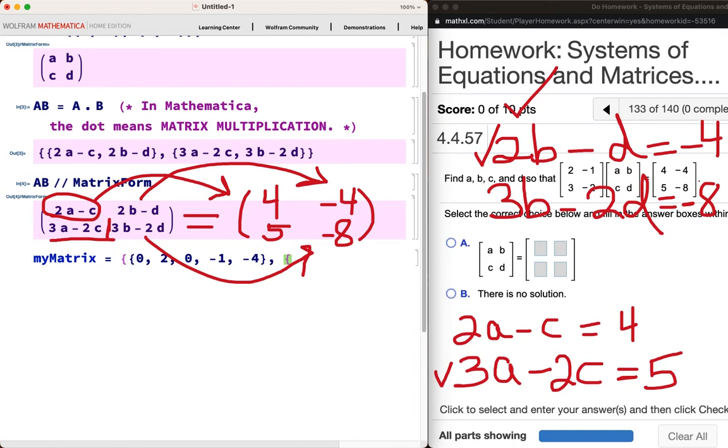Second row. There's no a. The coefficient of b is 3. There's no c. The coefficient of d is negative 2. And then the answer is negative 8. Third row. So for the third row, guys, I'm down here.